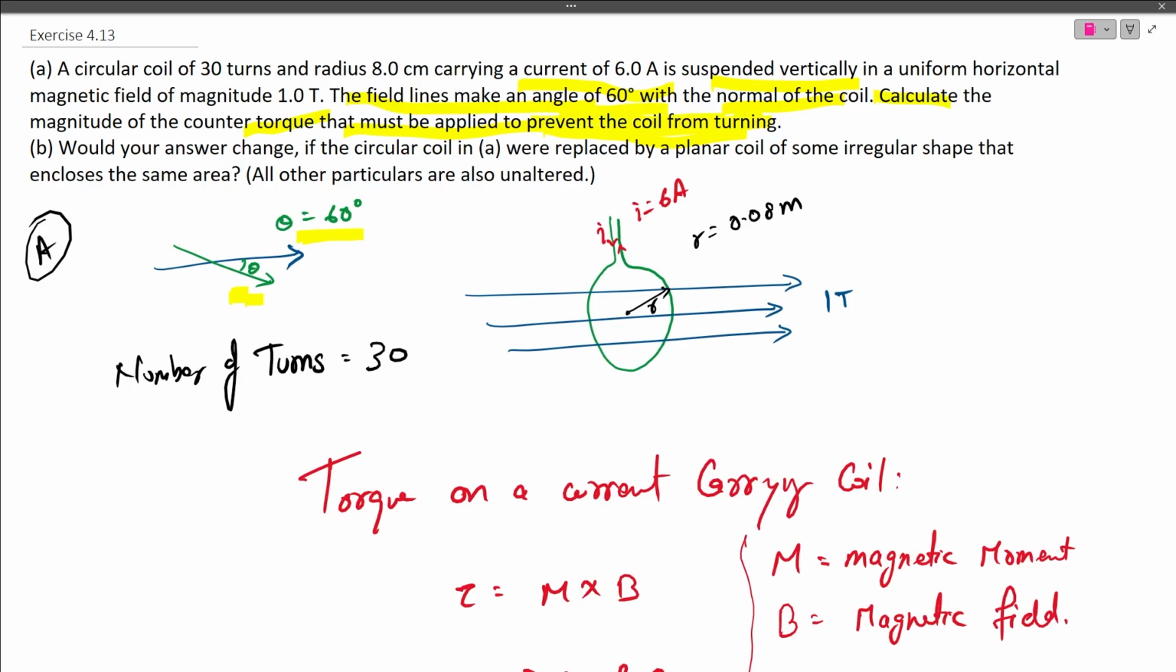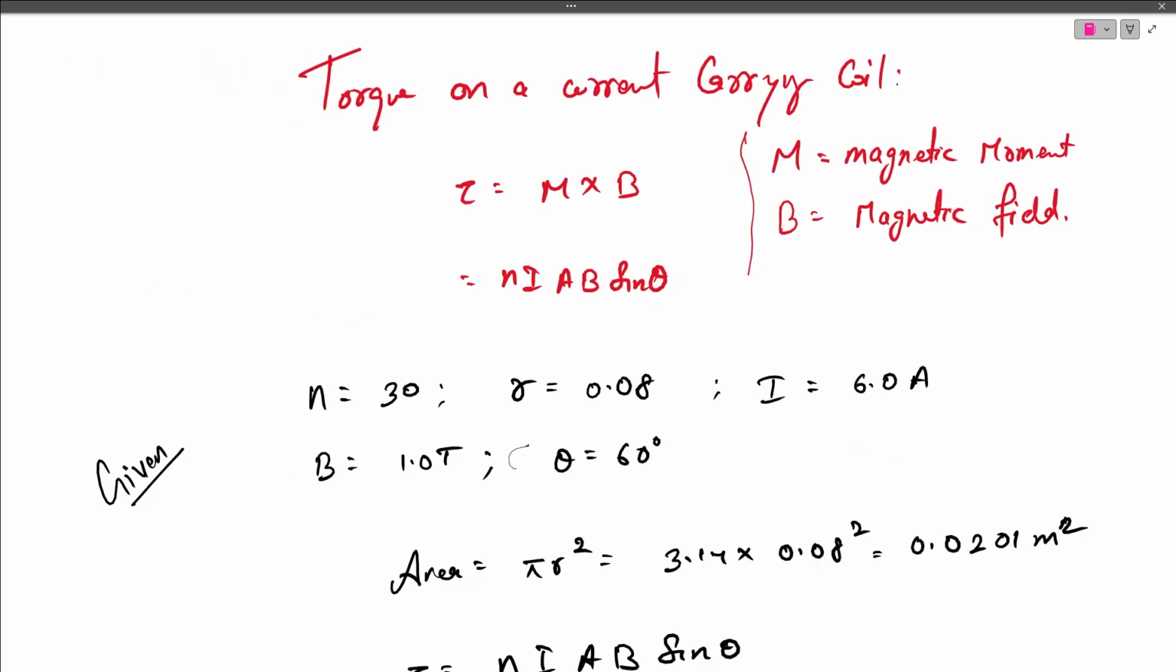So we know that torque on the current carrying coil is given by the cross product of the magnetic moment and the magnetic field, and this simplifies to NIAB sin theta, where N is the number of turns, I is the current, A is the area that the coil encloses, and B is the magnetic field, and theta is the angle between the area vector and the magnetic field.